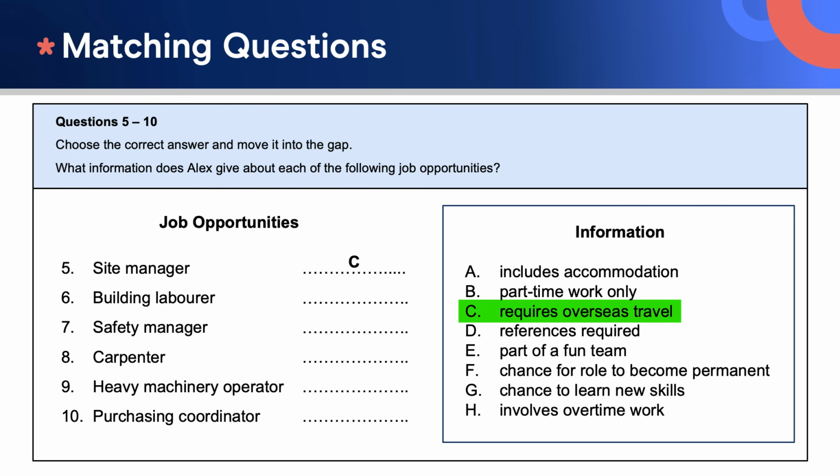The next item is building laborer. For this one, Alex says applicants must provide details of previous employers who can vouch for their reliability and work ethic. This is describing a job reference, so it matches with references required.